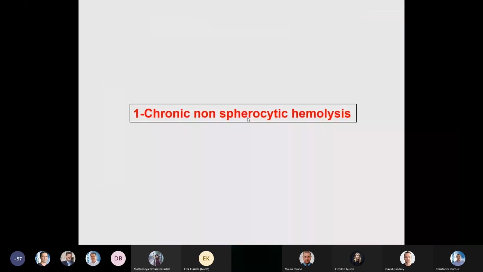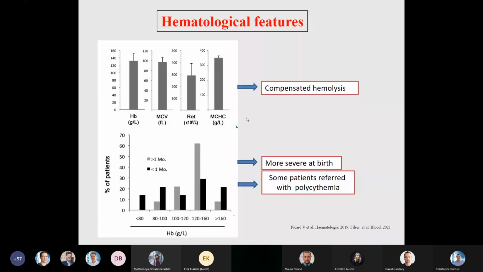And first, what you can see is basically a constant chronic non-spherocytic hemolysis, but it's a mild one. If you look at the results from our publication, you can see that most patients have a normal hemoglobin level, 13 grams per deciliter in median, with a high MCV, a high reticulocyte count, and a trend toward a high MCHC reflecting the red blood cell dehydration. So it's really a normal hemoglobin level with hemolysis, reticulocytosis, and a trend toward a high MCHC. That is the classical phenotype of the disease.